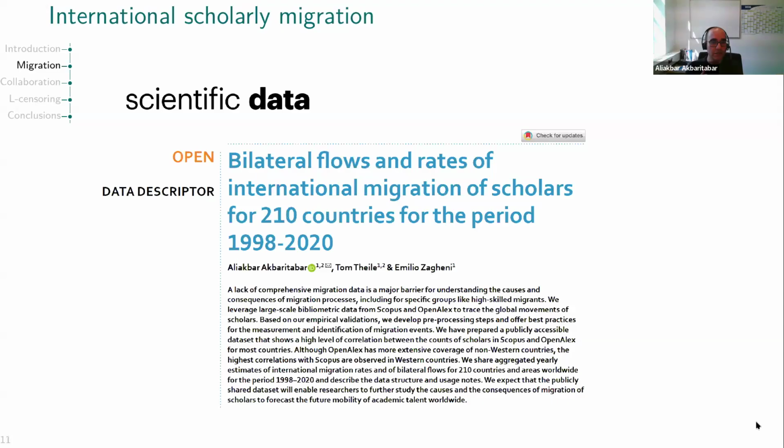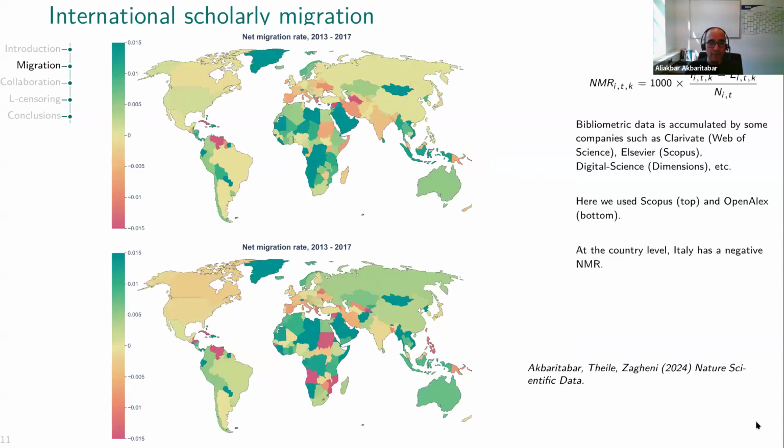And we create this and publicly share it so you can access this data at the country level. This year, since January, most of my time has been spent with my collaborators Tom Tyler and Emilio Zagini on updating this database to the 2026 version. So we are still working on that to hopefully share that in June. But for now, you can already access this publicly, and that includes data like this.